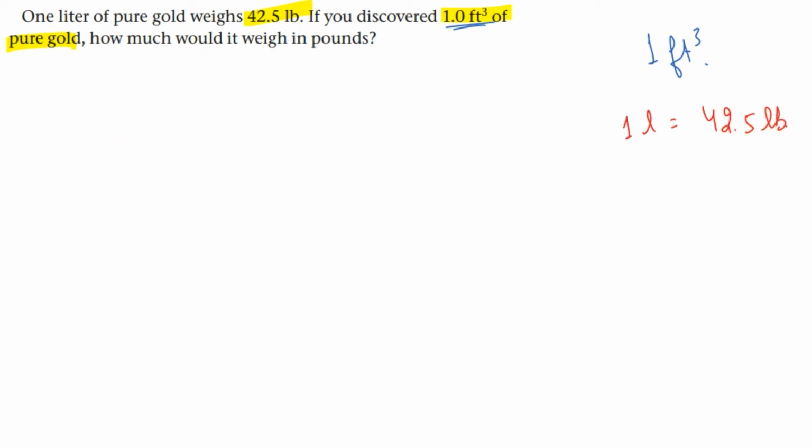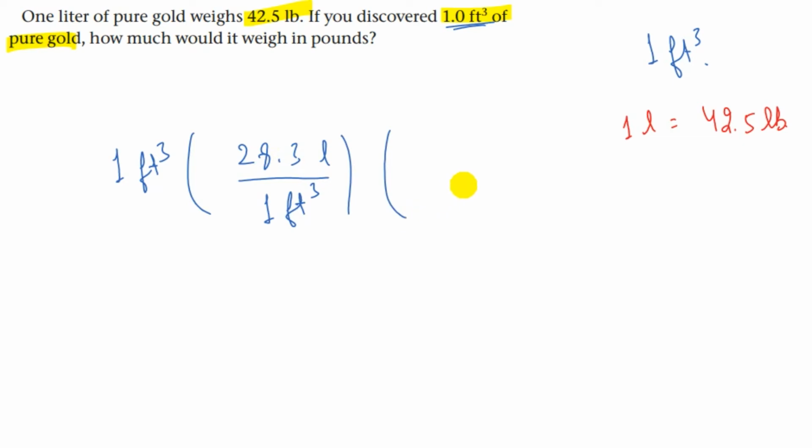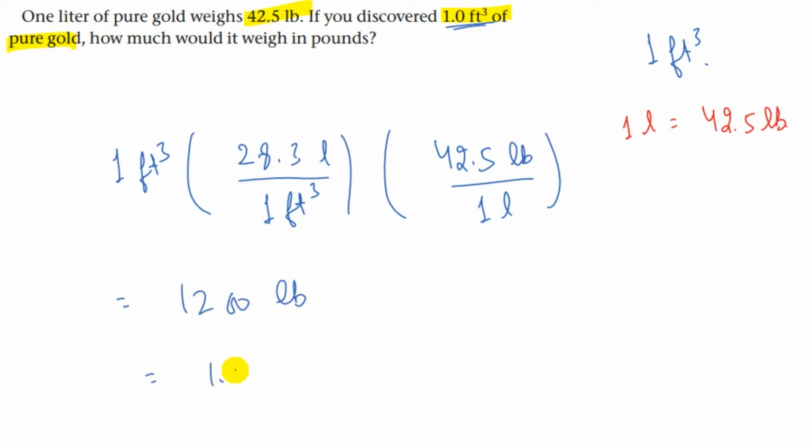So 1 feet cube. Now for 1 feet cube, the unit conversion would be 1 feet cube in liter, it has 28.3 liter, and 1 liter means 42.5 pound, as per the data given in the question. So this would be equal to 1200 pound, or we can write this as 1.2 times 10 to the power 3 pound.